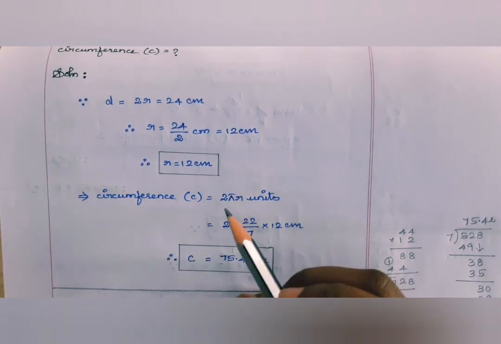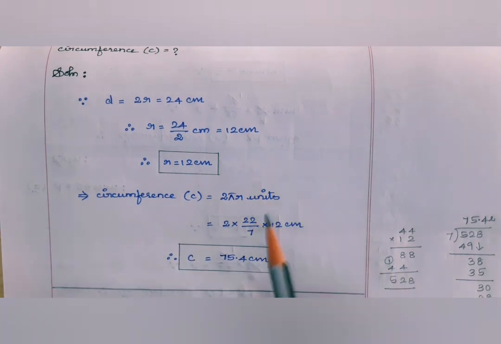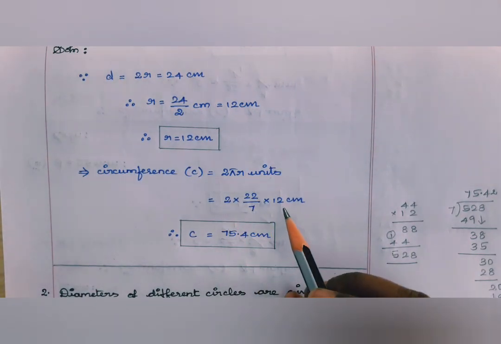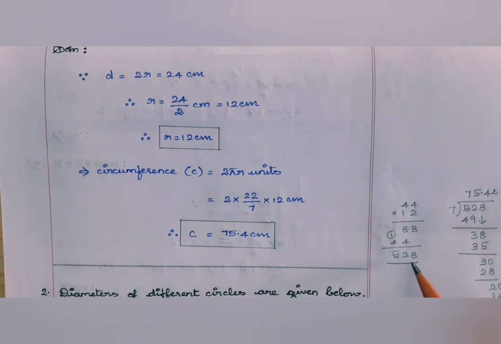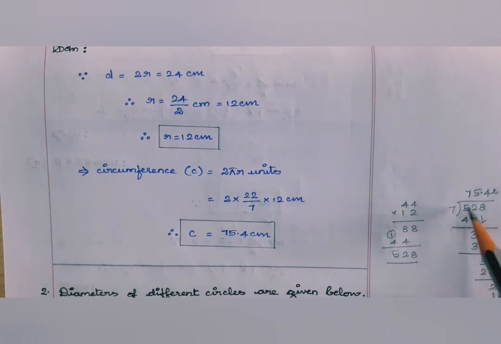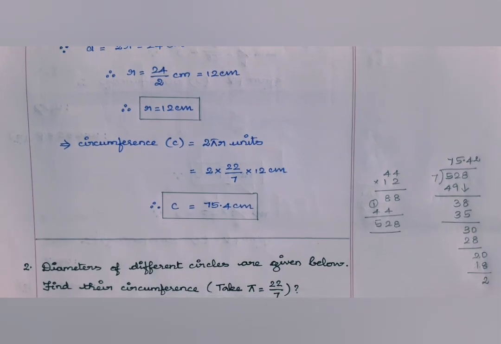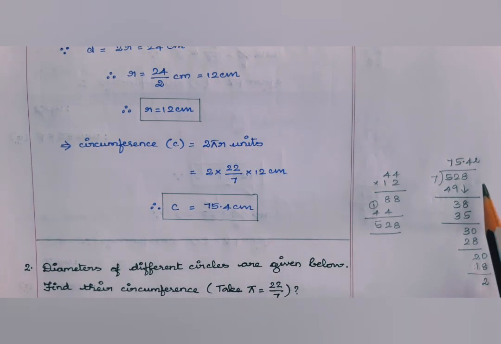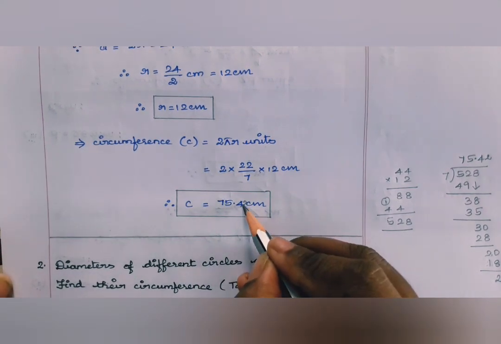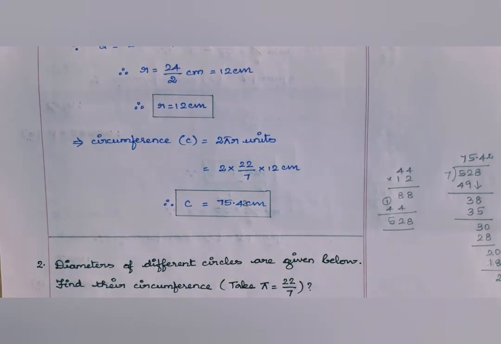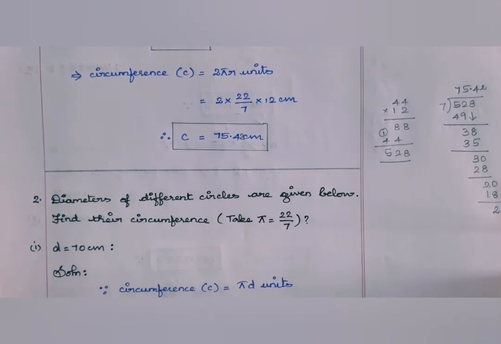Circumference, since R is there, we will take 2 pi R units. Okay, 2 into 22 by 7 into 12. So, when you go for the calculation, 44 into 12 gives you 528. 528 divided by 7, we are getting 75.42. Therefore, C is equal to 75.42 centimeter. Clear? Yes. Next, we'll move on to the second question.